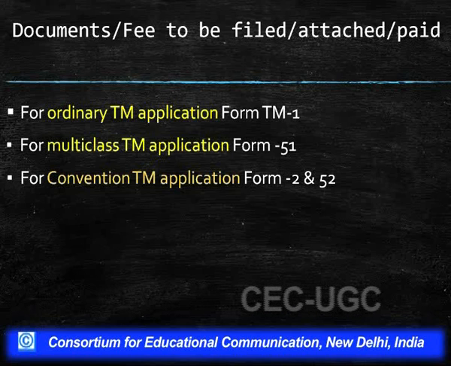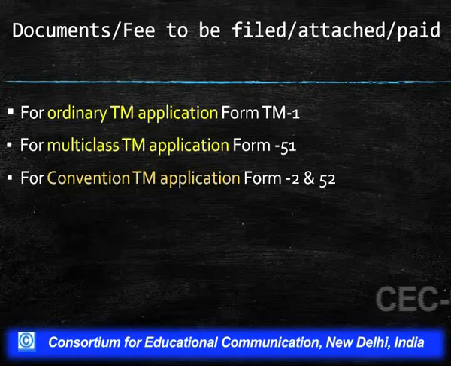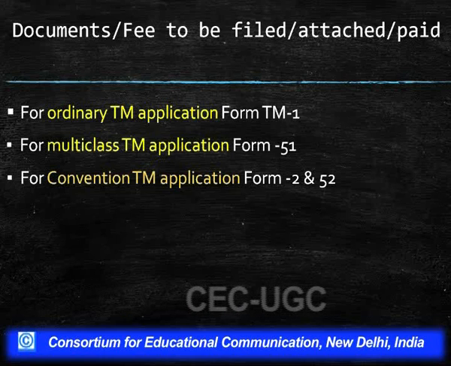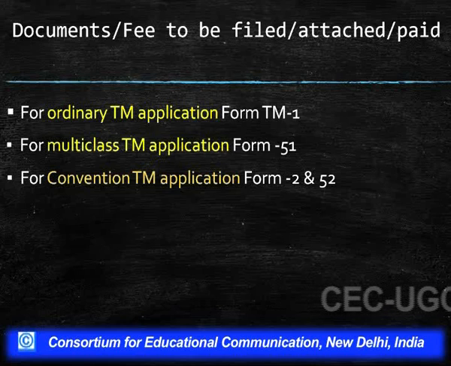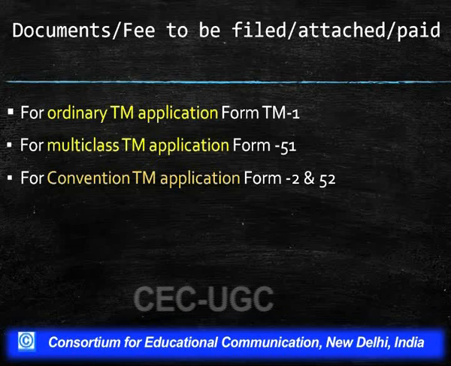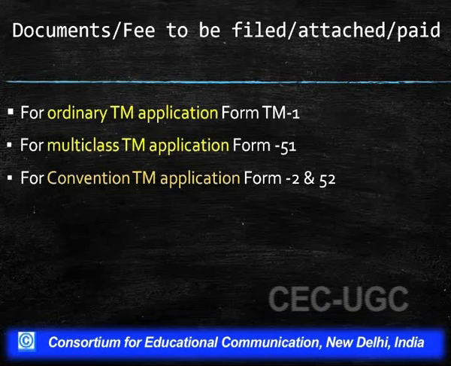So whenever the person files the convention trademark application, he has to file it along with the documents, which are form 2 and form 52, provided on and available on the Indian Intellectual Property Office website, to be accessed and downloaded by the prospective applicants for this particular trademark application.